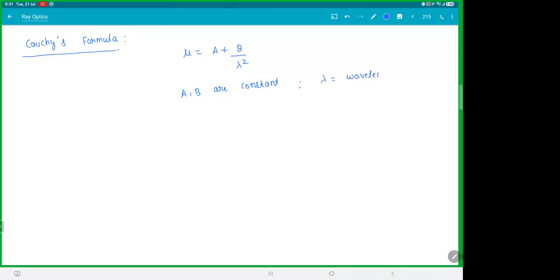That means you tell me, if you send a red light and a blue light, which will have more refractive index? Who has more wavelength, red or blue? Red has higher wavelength, isn't it? 4,000 to 7,000 angstroms. So if red has more wavelength, red has more refractive index. So higher the lambda, higher the mu.